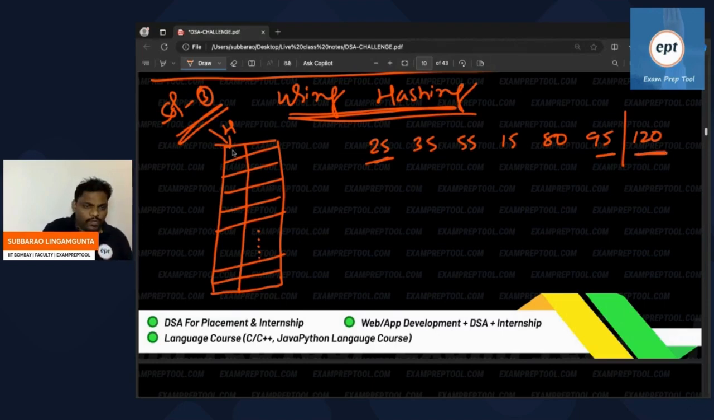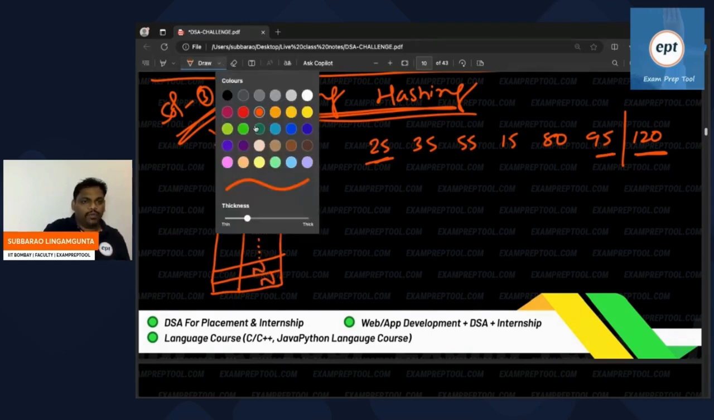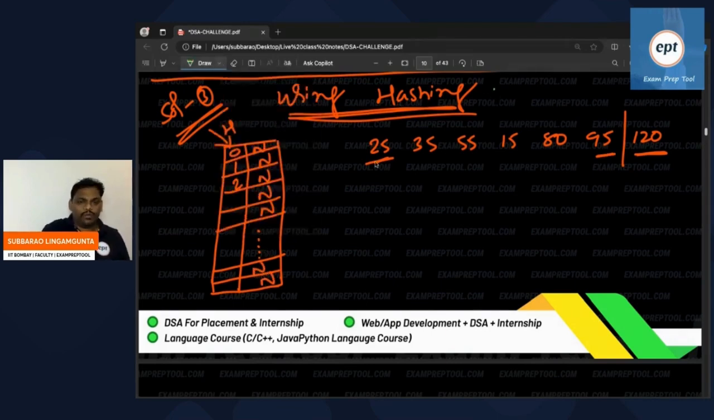Let's see this one. These are the indexes 0, 1, 2, and so on. These are the hash table indexes. It's something like an array. Initially, everything is null. Nothing is available; initially the hash table is empty. See how I am doing. Everyone observe carefully.